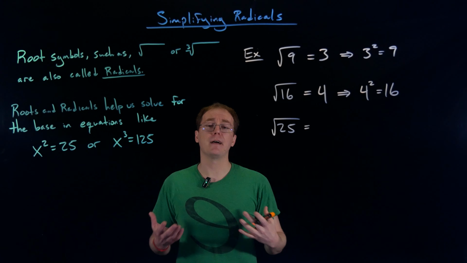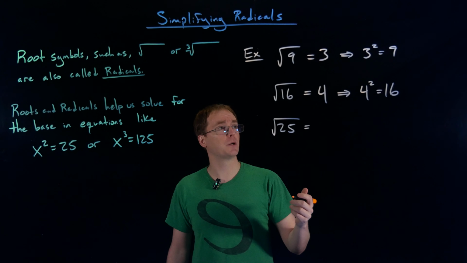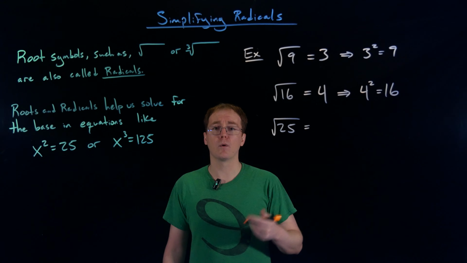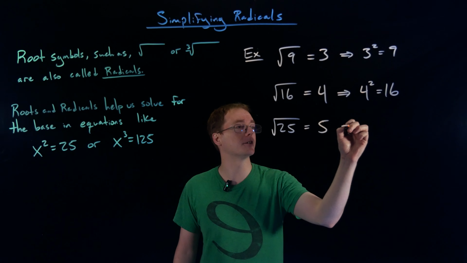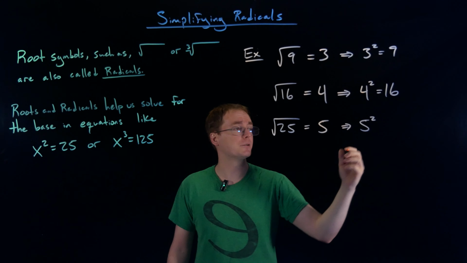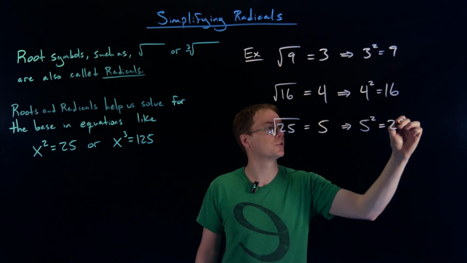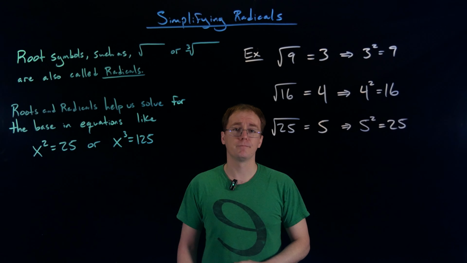Similarly, if we're asked to evaluate the square root of 25, this is really asking us to find the number such that when we raise it to the power of 2, what comes out is 25. And that number should be 5. Just checking that, 5 raised to the power of 2, or 5 times 5, is in fact equal to 25. So 5 is the square root of 25.